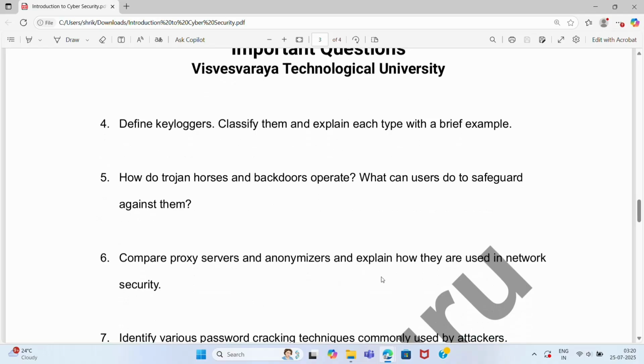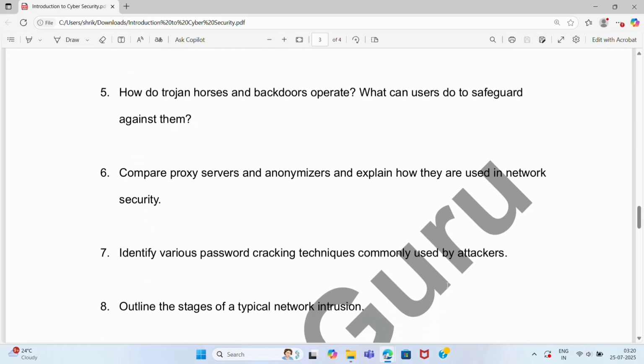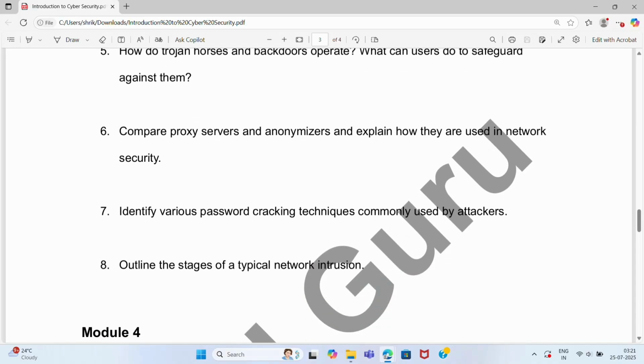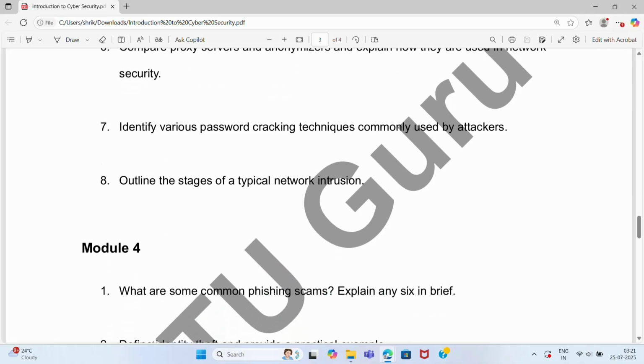Compare proxy servers and anonymizers and explain how they are used in network security. Identify various password cracking techniques commonly used by attackers. Outline the stages of a typical network intrusion. Next, model 4. What are some common phishing scams?